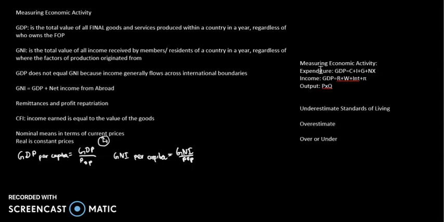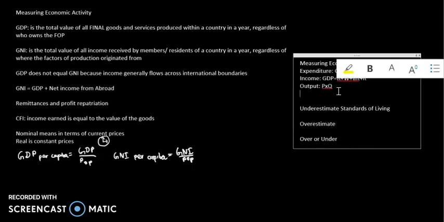Okay, so GDP and GNI are measures of national income, because we want to measure living standards generally. So the higher the GDP, the higher the GNI, generally the better the living standards of a country.